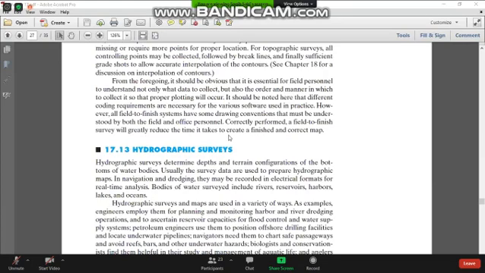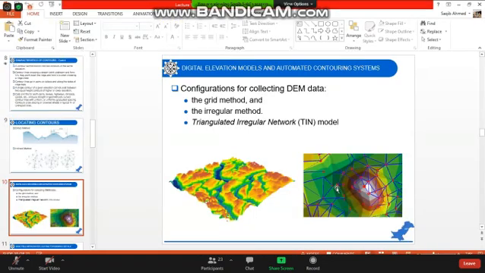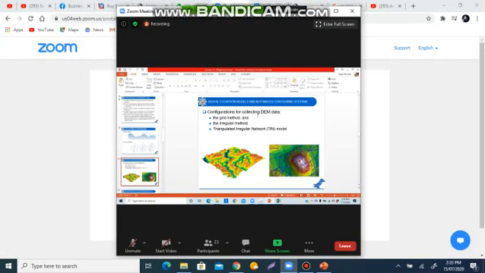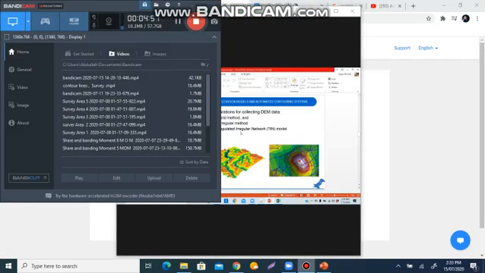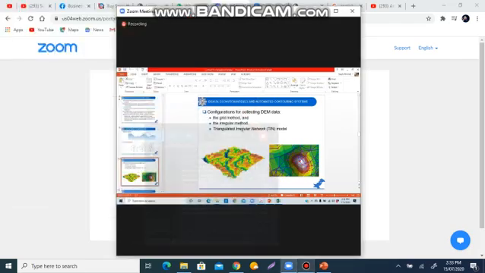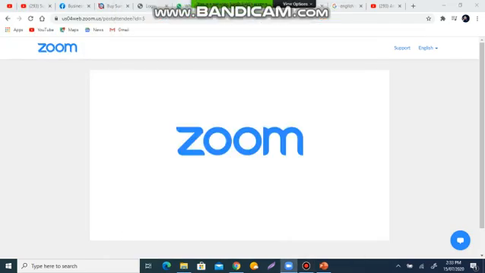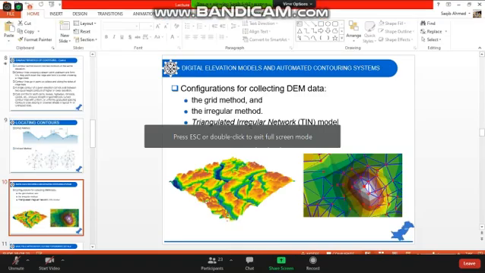All right. So the grid method and the irregular method. Grid method is where you divide that area into squares, regular squares, and then you take the readings at the points which are the intersection points of those rectangles or squares.